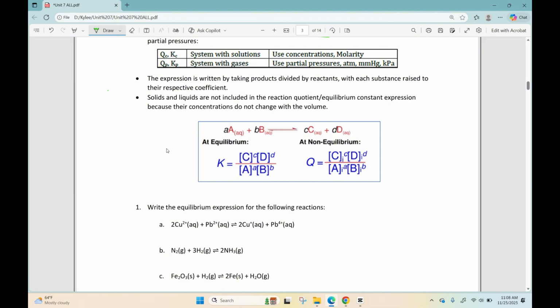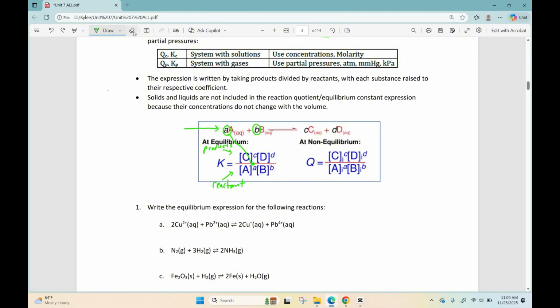So if I was asked to write an equilibrium expression for this pretend reaction, A plus B goes to C plus D, we are going to put our products on the top, divided by the reactants on the bottom. And each of them is going to be raised to its respective coefficient. So this lowercase a that's here would represent the coefficient that becomes the power in this equation, and lowercase b would become the exponent for B, and so forth.